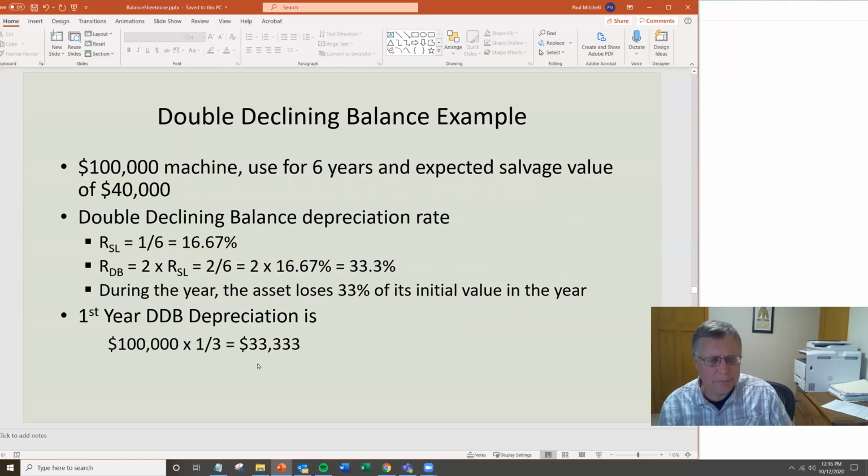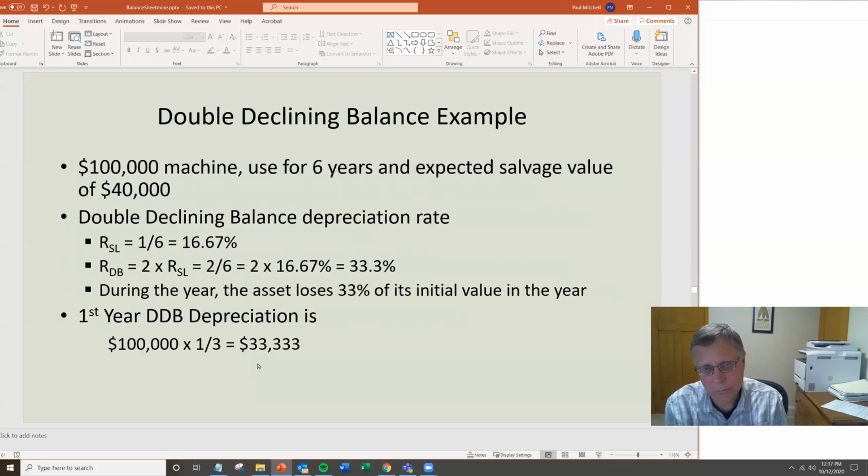So here's an example of double declining balance. You have a $100,000 piece of machinery, use it for 6 years, with an expected salvage value of $40,000. We've done this one already. The straight line rate is 1/6 or 16.67%. So what's the double declining balance? It would be twice that rate, or 2/6, or 2 times 16.67%, or 33 1/3%, or 0.333. So during a year, the asset loses 33.3% of its value.